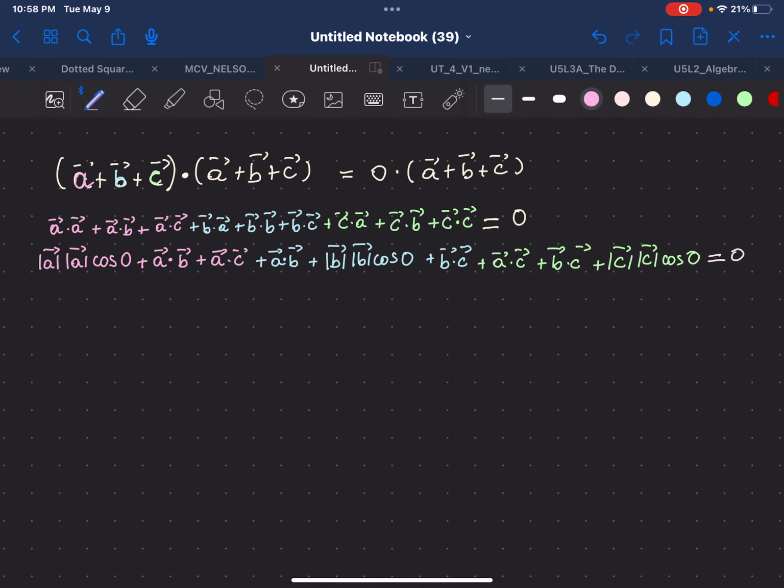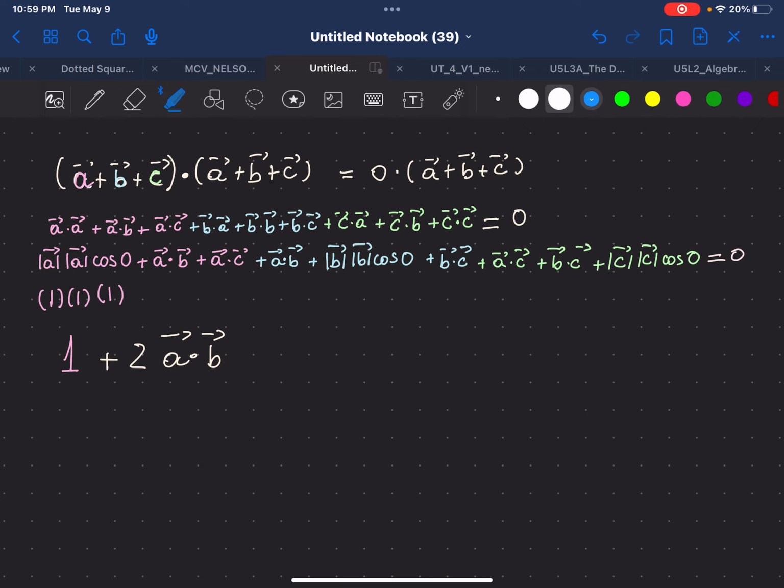Now let's check and see what we get here. A dot a, magnitude of a cosine 0, would be 1 times 1 times 1, so that equals 1. And next we have a dot b, and I'm going to search throughout the expression until I see a term that is like a dot b. So not this one, b dot c, a dot c, b dot c. Wait a second, a dot b right here. So we have one a dot b plus another a dot b, which makes two of them. So we'll write 2 a dot b.